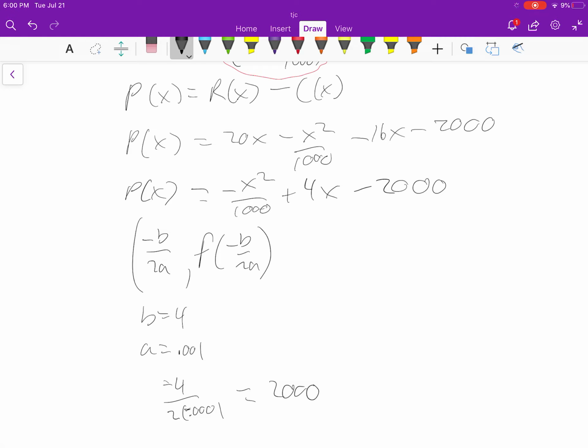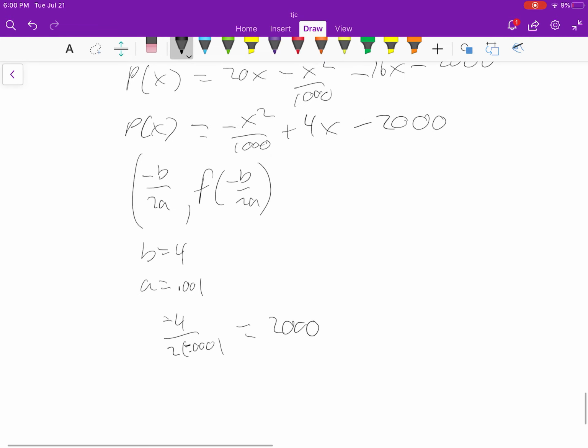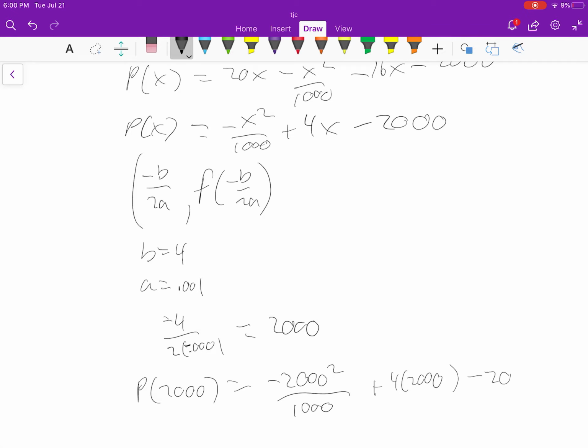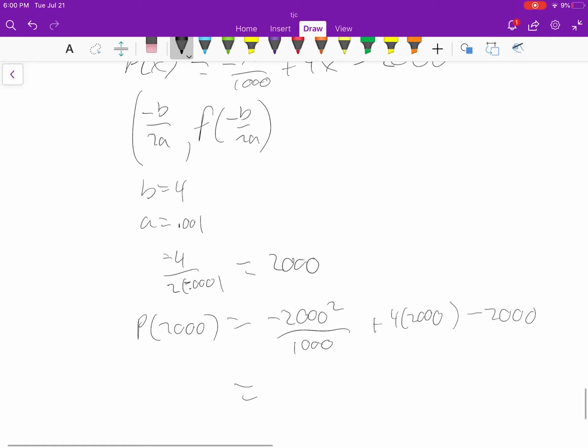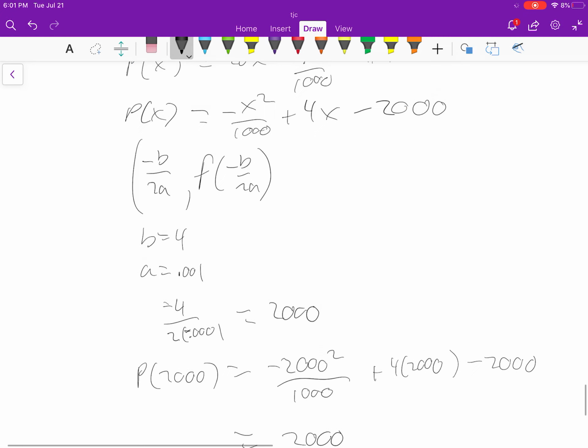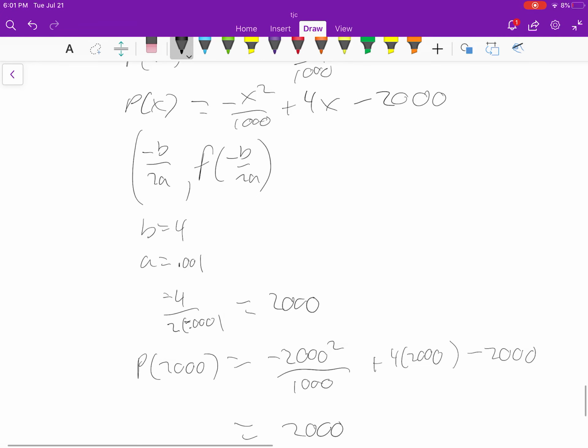Well, what's the profit? That's when you plug your 2,000 into the original function. When you work this all out, you'll also get 2,000 as your profit. So say $2,000 is your max profit at 2,000 units. Here's where these types of problems, where the vertex comes in handy. That's it for this lesson. See you next time.